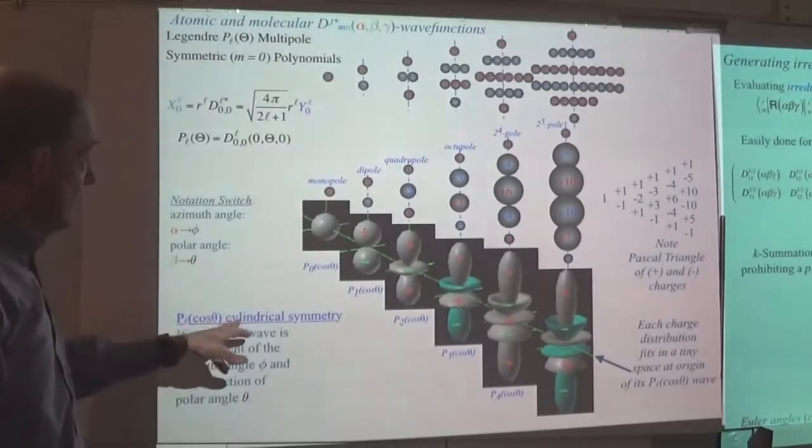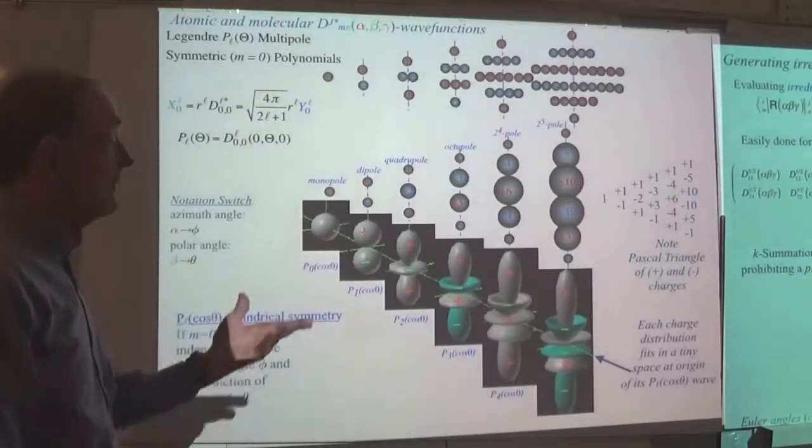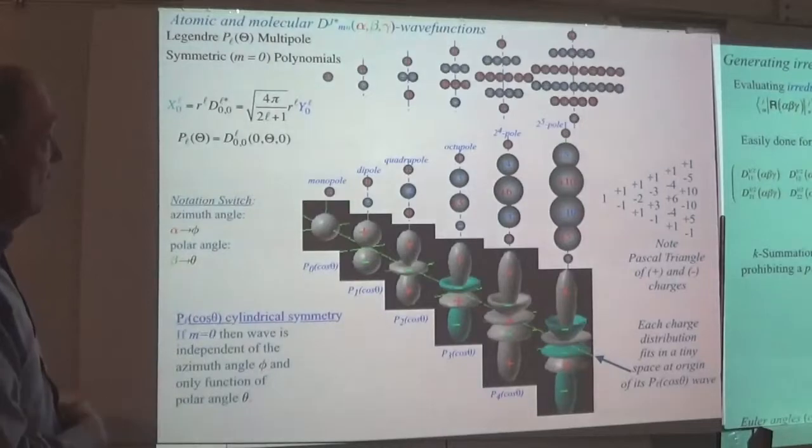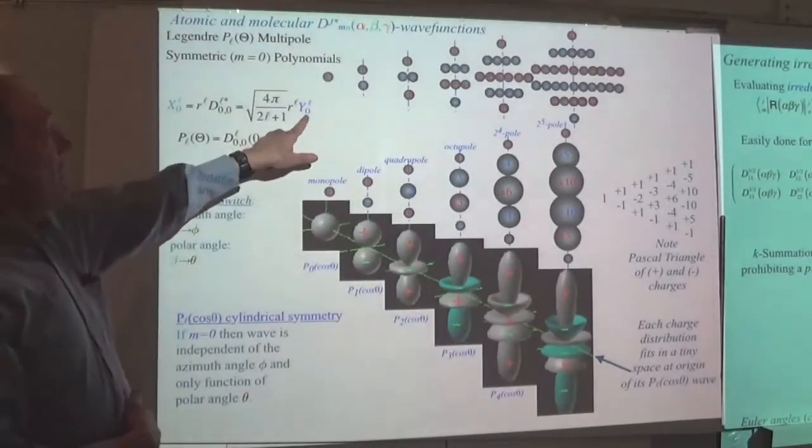So this is Legendre's cylindrical symmetry. They all have cylindrical symmetry because the M is 0.